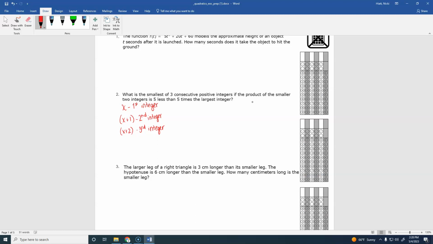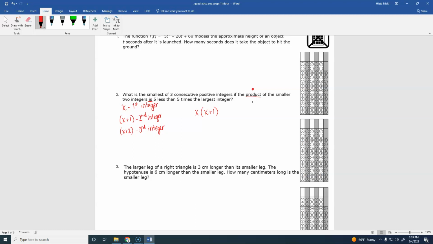Okay, now there were some of these that we did where they weren't too bad. It was just like talking about the sum. This is not one of those. This is one of those difficult ones. So we got to read what it's saying. What is the smallest of 3 consecutive positive integers if the product, what's product mean to do? Multiply, so we're multiplying here. Of the smaller 2 integers, so that would be x times x plus 1. All right, so the smaller 2 are x and x plus 1. We're going to multiply those together.